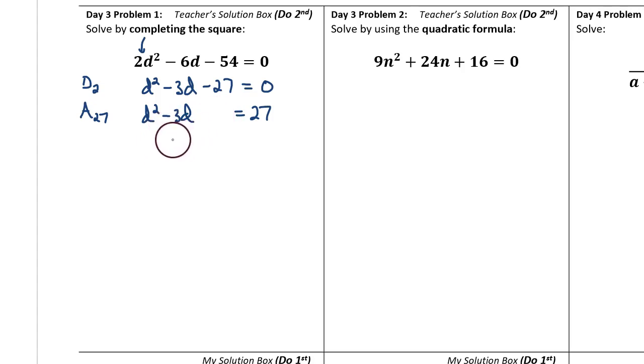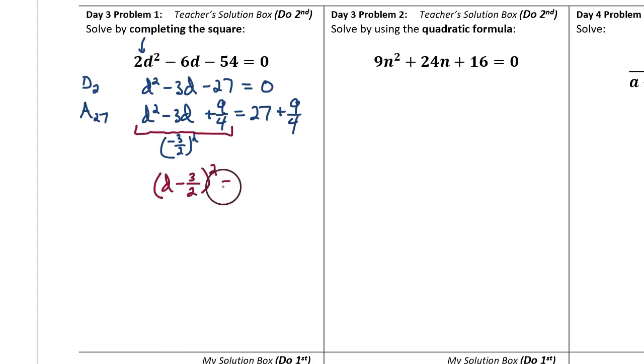Take half of this. That's negative 3/2. Then square that. That's 9/4. So in the blank, you add 9/4, and on the right side, add 9/4. This trinomial right here will factor as a binomial squared. It will be d minus 3/2 squared.